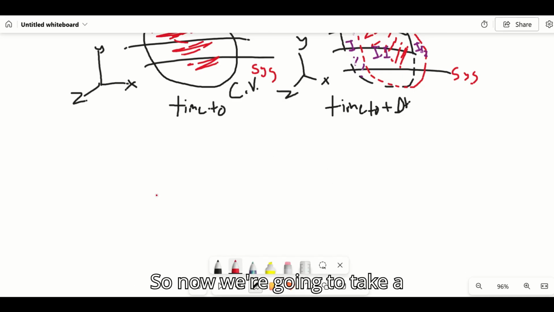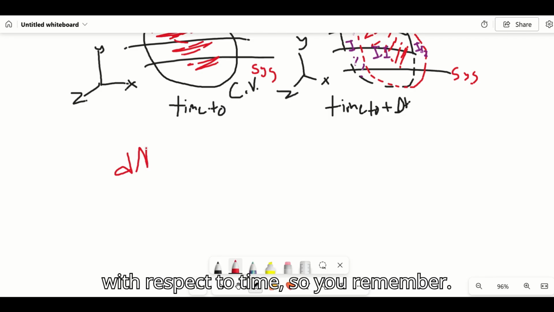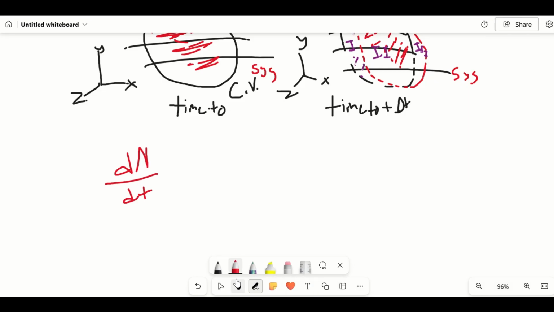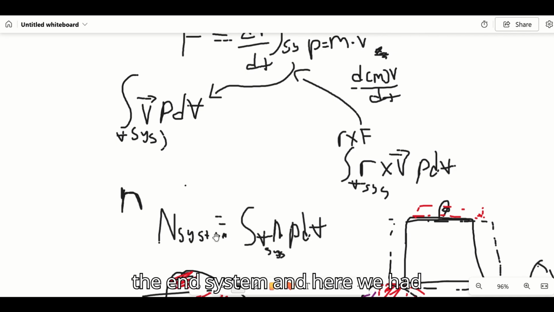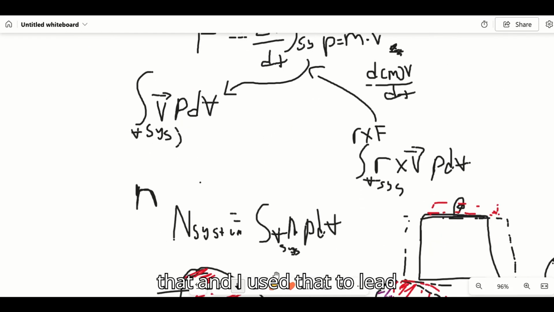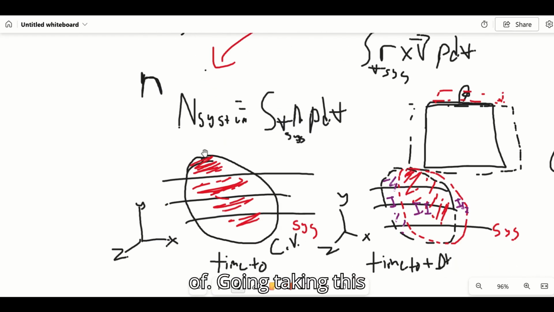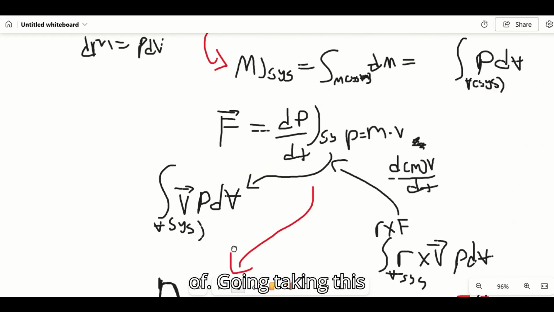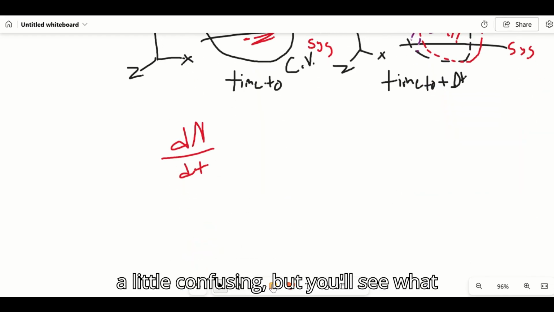Now we're going to take a look at the change in our system with respect to time. If you remember up here, we had the end system, and we went from that to that, and I used that to lead off into this. And now we think of taking this back to that. It's a little confusing, but you'll see what I mean.